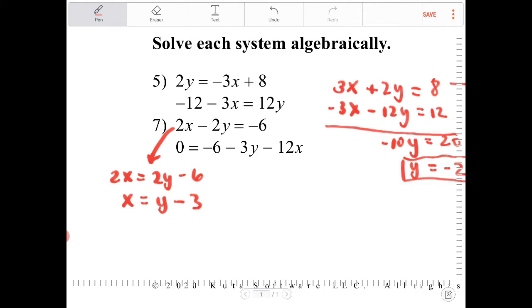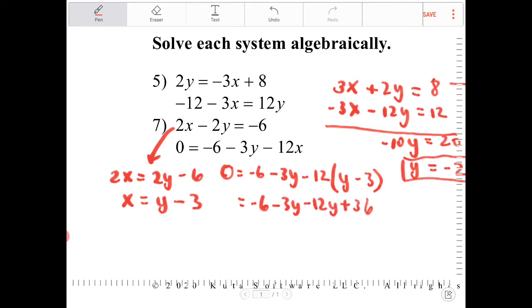I'm going to now substitute that into the second equation. So if I do that, I end up with -6, or actually 0 is equal to -6 minus 3y minus 12 times y minus 3. I'm going to perform the simplification. We end up with -6 minus 3y minus 12y plus 36.